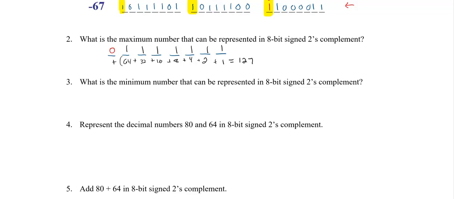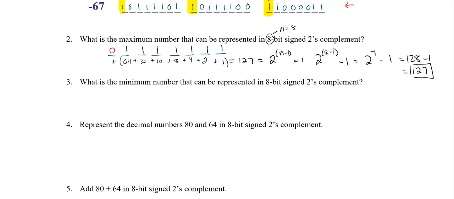This just indicates that it's positive, right? So we'll put parentheses around that. Or it's equal to 2 raised to the power of n minus 1, where n is the number of bits, so n is equal to 8. So that's 2 to the 8 minus 1, or rather 2 to the 7 minus 1, 128 minus 1, which is equal to 127. That's our maximum number that can be represented.